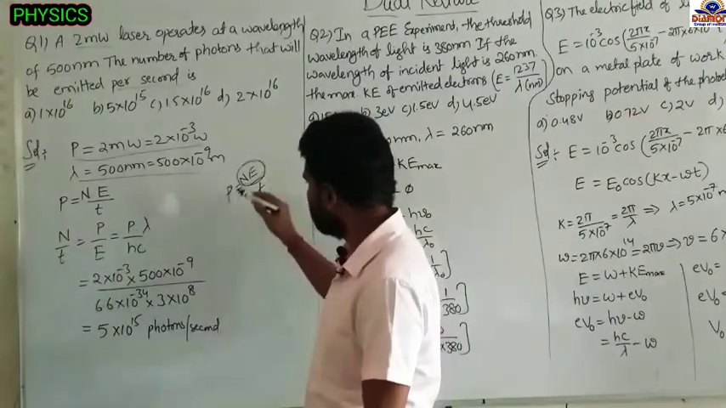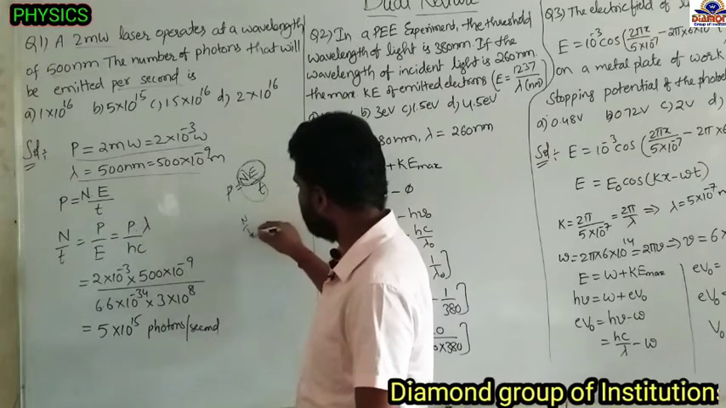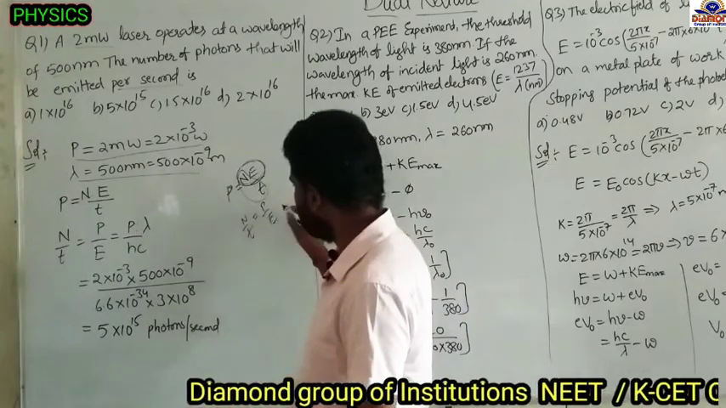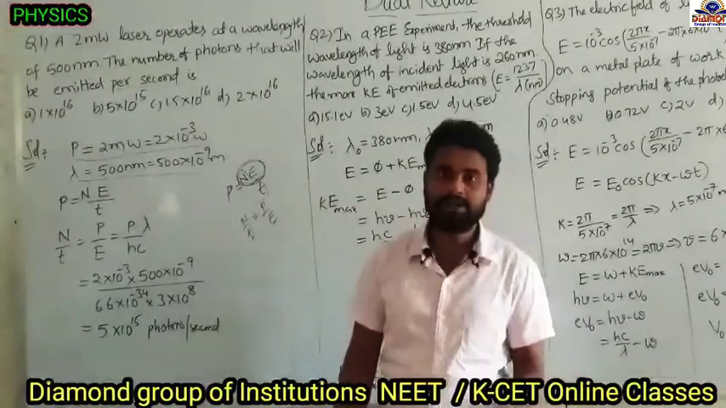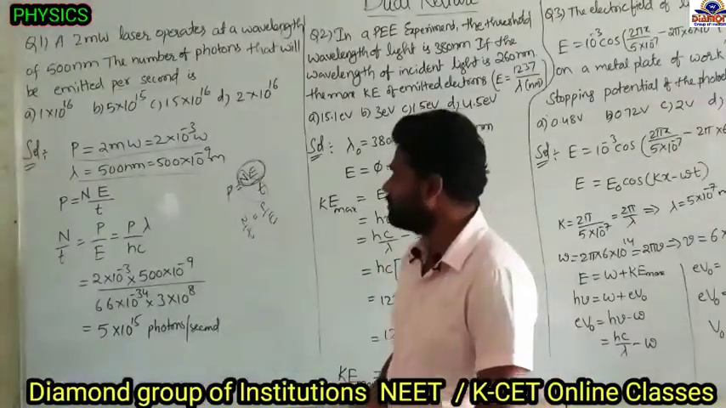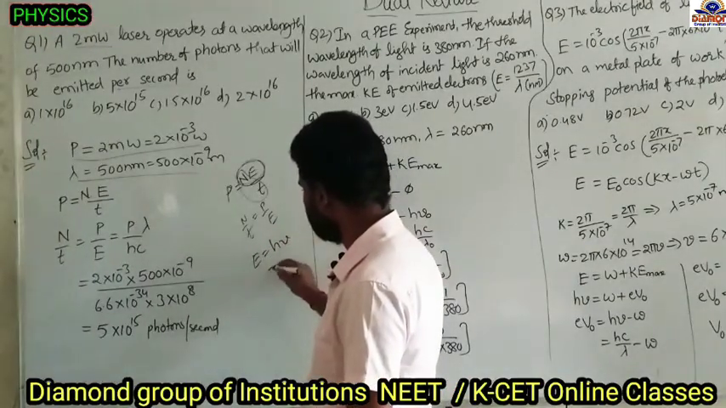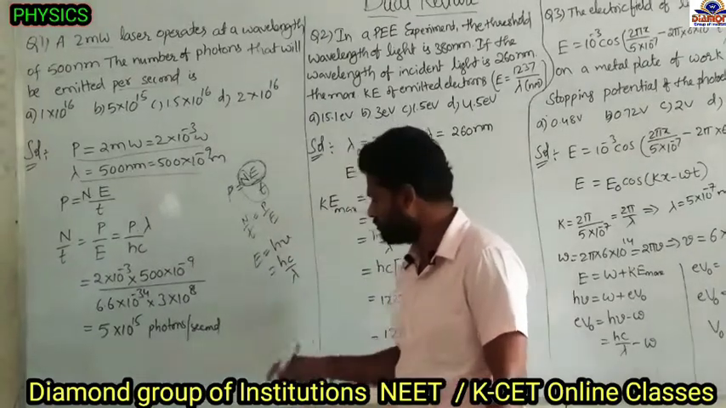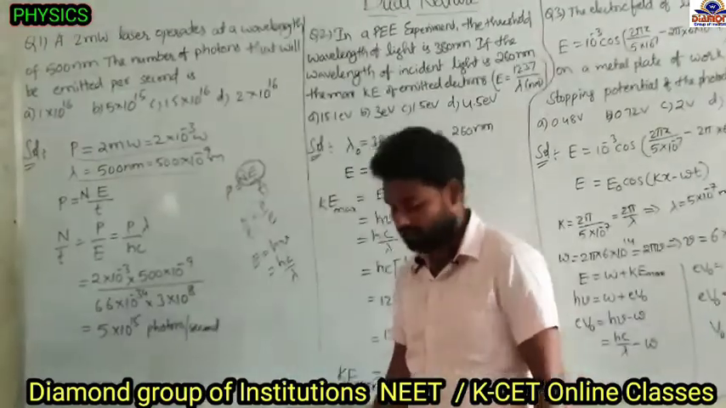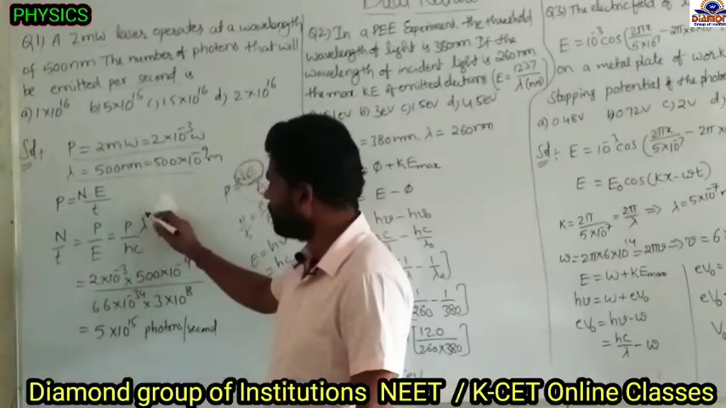They are asking the number of photons per time, n by t. So n by t equal to P by E, power per energy of each photon. Now the energy formula we already know, energy equal to h nu, where nu is nothing but c by lambda. Here they gave the wavelength, that's why we write the formula in terms of the wavelength, hc by lambda. So in place of energy I am writing hc by lambda.